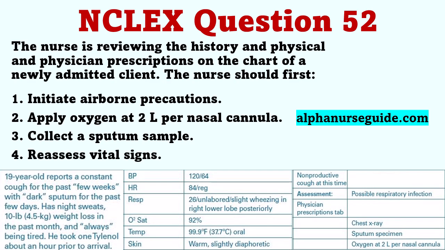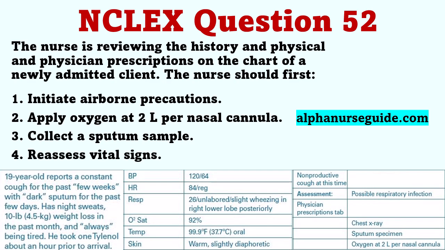BP is 120/64. Heart rate is 84 with regular rhythm. Respiration is 26, unlabored. Slight wheezing in right lower lobe posteriorly. Oxygen saturation is 92%. Temperature is 99.9 degrees Fahrenheit orally. Skin is warm and slightly diaphoretic. The patient has non-productive cough at this time. Nursing assessment reveals possible respiratory infection. The HCP orders chest X-ray, sputum specimen, and oxygen at 2 liters per nasal cannula.